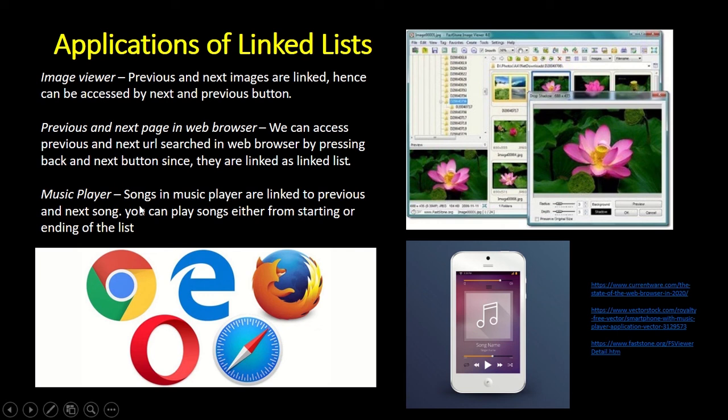And the music player: the songs in a music player are linked to the previous and next songs. You can play songs either from the starting or ending of the list. It's the same: you swipe right, you can see the next song, or if you swipe left, you can also see the previous song. Unless you are doing shuffle, if you shuffle all the music in your music player, then it's also the same. Every music is connected, every track is connected.